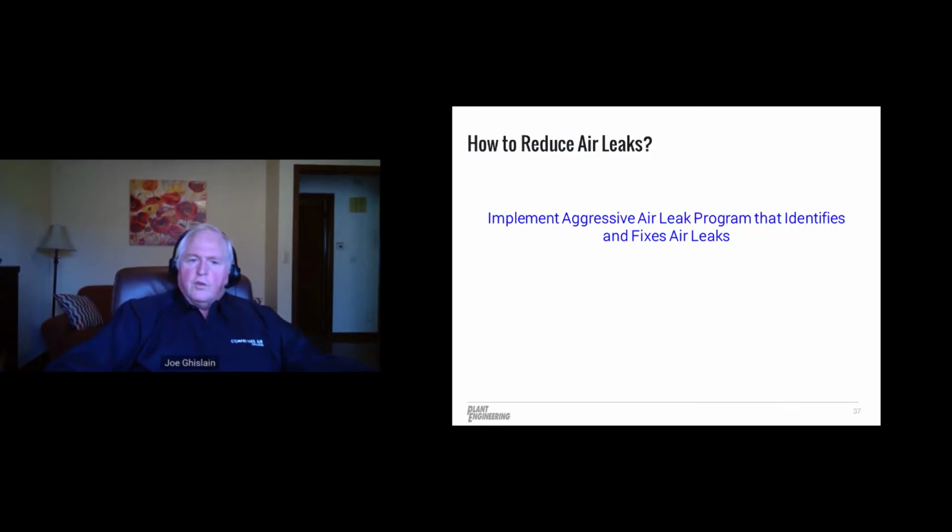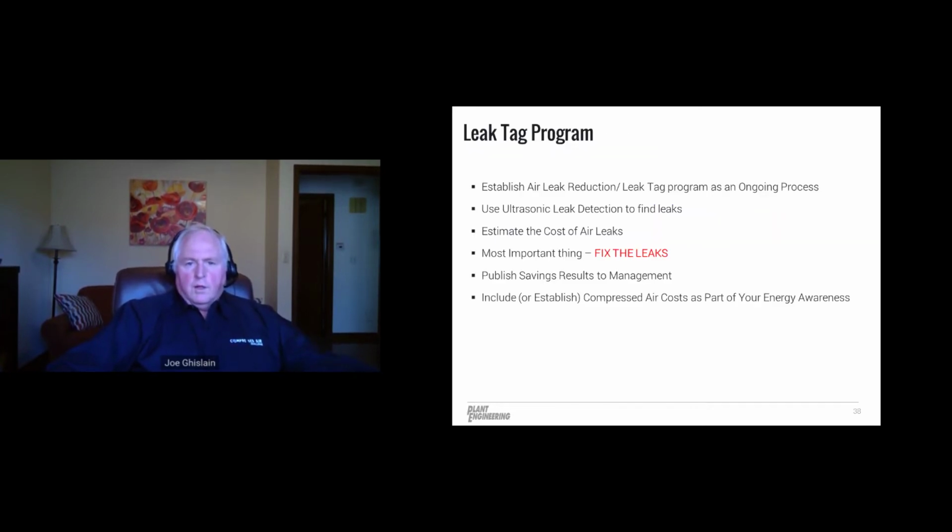And how do you reduce air leaks, though? It's really truly about maintenance. Again, we get back to maintenance on this. It's an aggressive air leak program that identifies and fixes air leaks. That's maintenance. That's being proactive on going through and doing your maintenance.